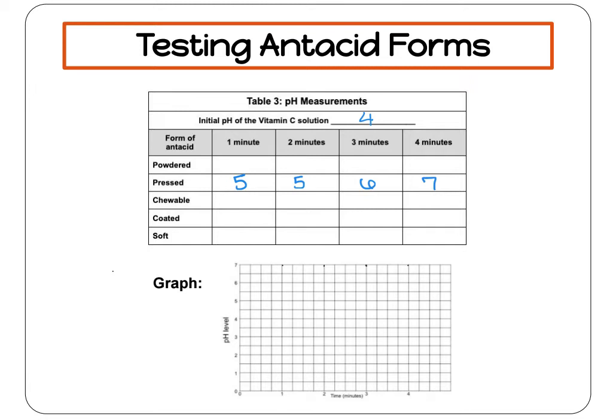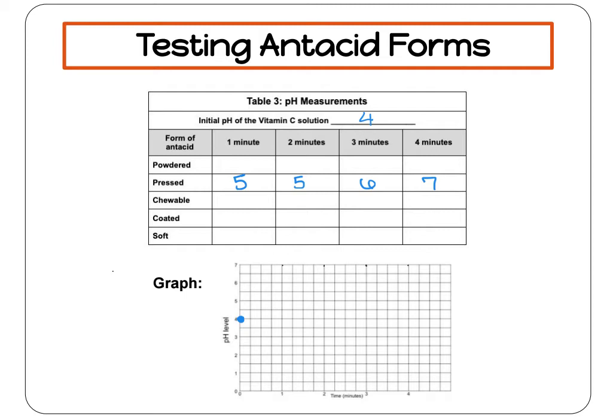So let's say I just finished testing my pressed tablet. The first thing I want to do is make sure that I mark our initial pH of the vitamin C solution. So at 0 minutes, because we didn't start our experiment yet, we're going to go to the 0 at the bottom and up to the 4 because that's what I recorded as my initial pH.